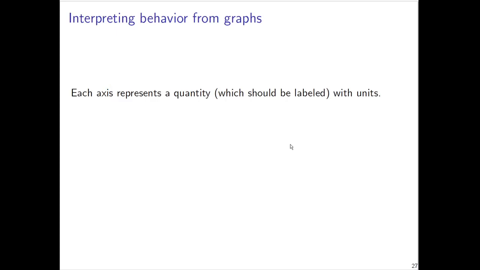Okay, so interpreting behavior from graphs is a very, very important skill. It's very important when looking at graphs in newspapers or in other classes that have quantitative things such as chemistry and biology. And I think the key point is to say that each axis represents a quantity, which should be labeled and should have units on it. And as you move along the x-axis, the kind of question you want to ask yourself is, how does the y value change? Does it increase or does it decrease?